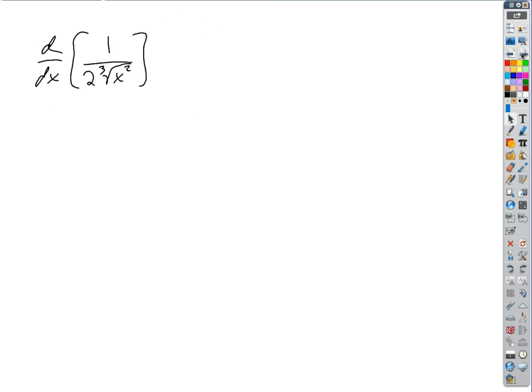What about that one? Now I've got to rewrite it first, right? That doesn't look like cx to the n. It's got to look like that before I can differentiate. The 2 has to stay on the bottom, right? It's a 1 over 2. So this part right here is going to become just a plain old 1/2.